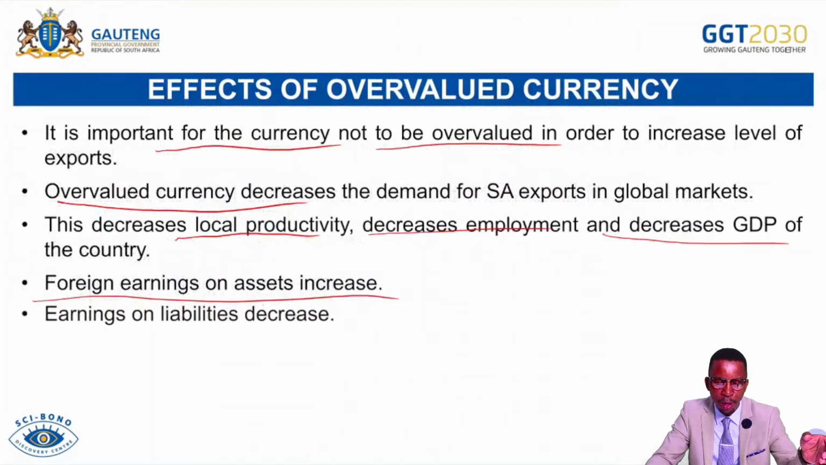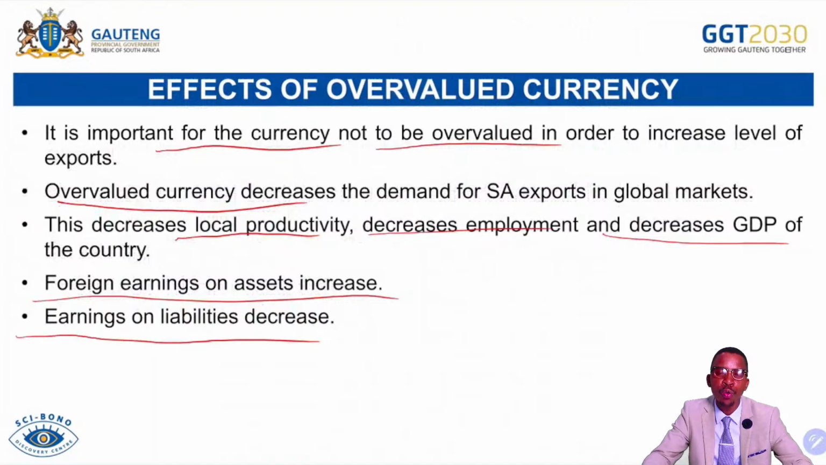However, then we'll have a problem with the BOP. So earnings on liabilities will be decreasing. Remember when we spoke about assets and liabilities. Liabilities earnings will be decreasing because their currency is lower in South Africa compared to the rand. Ours is stronger compared to them. So asset earnings will be increasing abroad. Liabilities in South Africa will be decreasing. In that case, we talk about the capital transfer account as well as the financial account.